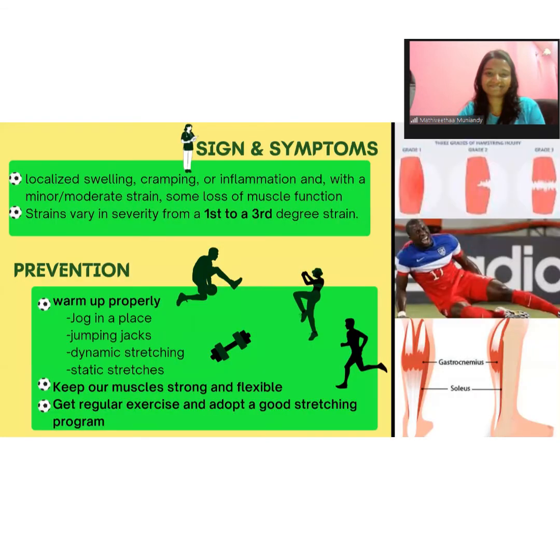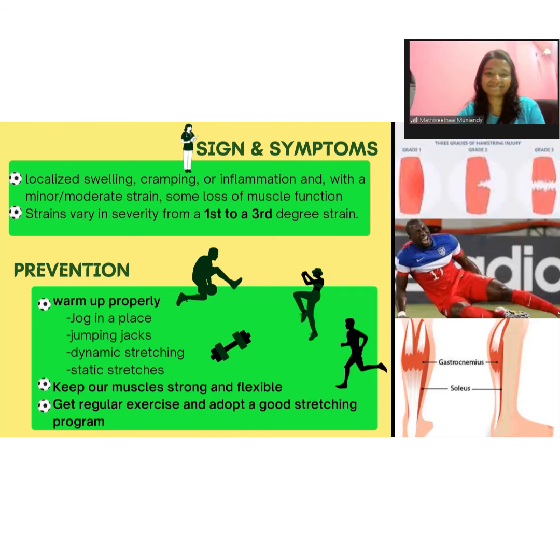Secondly, signs and symptoms for strain injury. Normally, a strain injury causes localized swelling, cramping, or inflammation, and with a minor to moderate strain, usually some loss of muscle function. Players typically have pain in the injured area and general weakness of the muscle when they attempt to move it. Severe strains that partially or completely tear the muscle or tendon are often very painful.